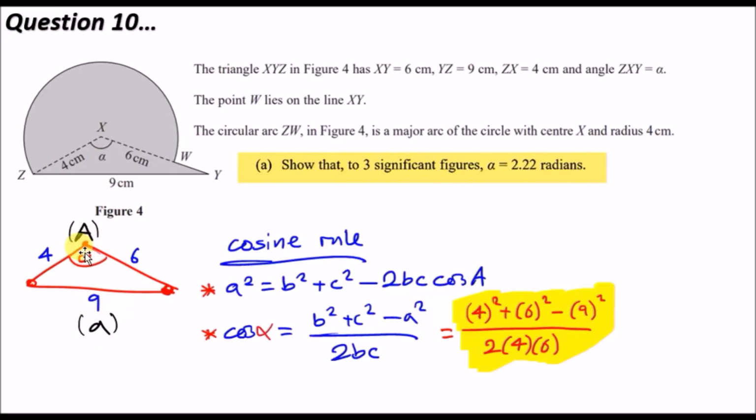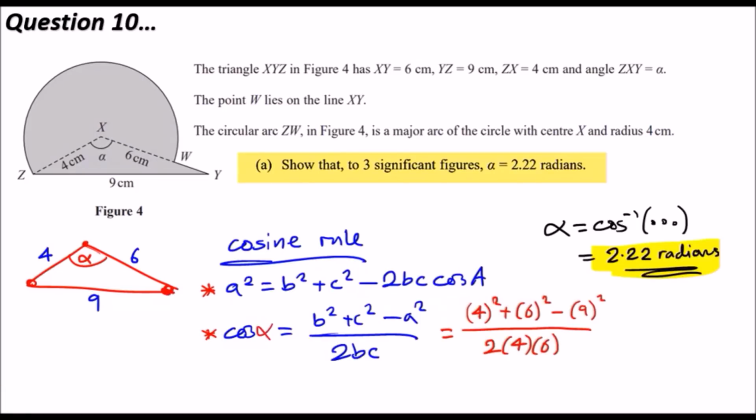So b and c don't matter. Always remember that you always have to focus on where the angle is. If the angle is A, the length opposite is a, and the b and c don't really matter. Anyway, it should look a bit like this. So b squared plus c squared minus a squared is 4 squared plus 6 squared minus 9 squared over 2 times 4 times 6. Easy stuff. And then of course that equals cos alpha. Now all you want to do is firstly make sure your calculator is in radian mode, then evaluate this, and then cos inverse, and finally you get 2.22 radians. Easy stuff. So let's move on to B now.